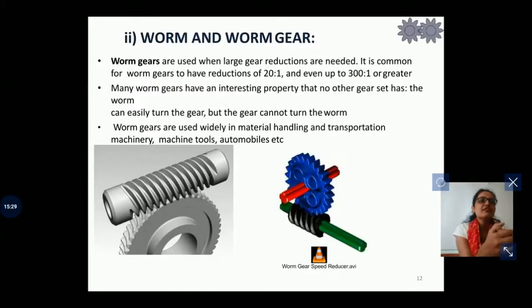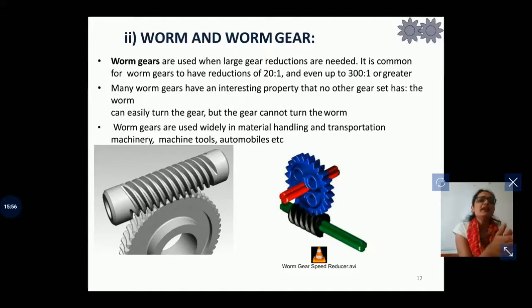The first type in this is worm and worm wheel. As you can see in this picture, the worm is the cylindrical member and the circular member is called the gear or wheel. So the axis of the shaft of the worm is in this position and the axis of the gear in that position. So the axes never intersect with each other.